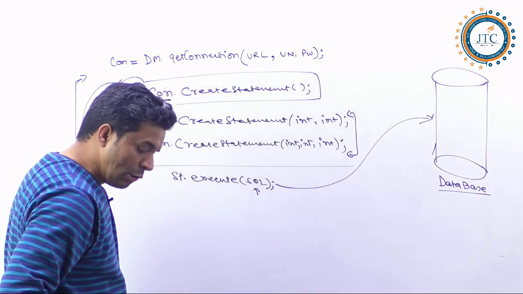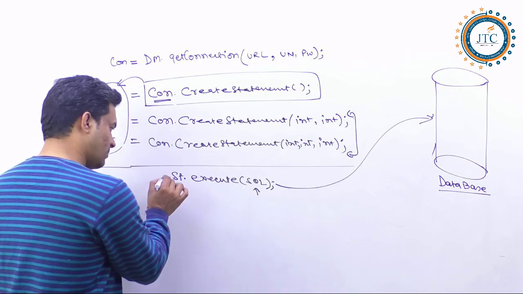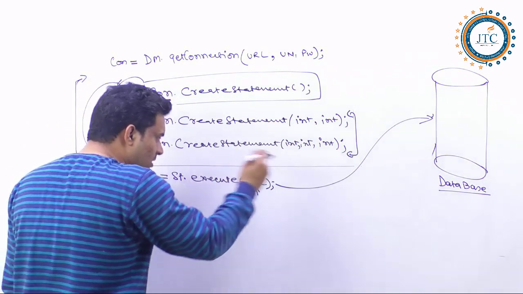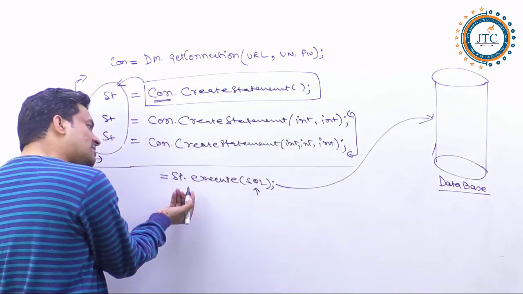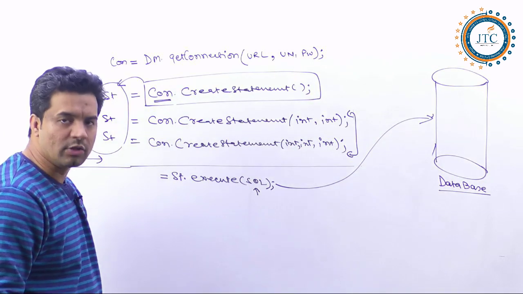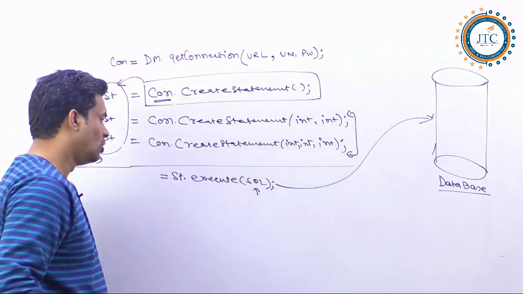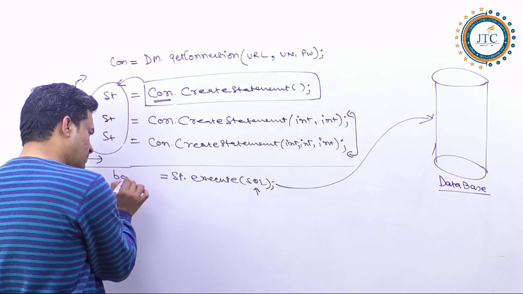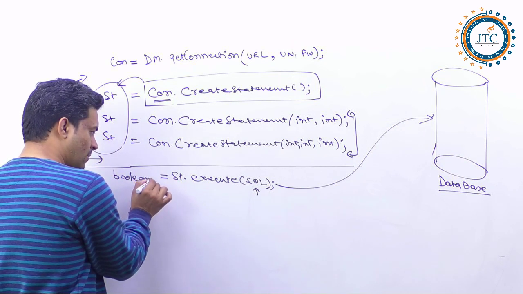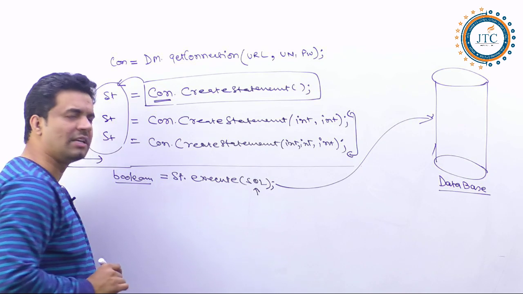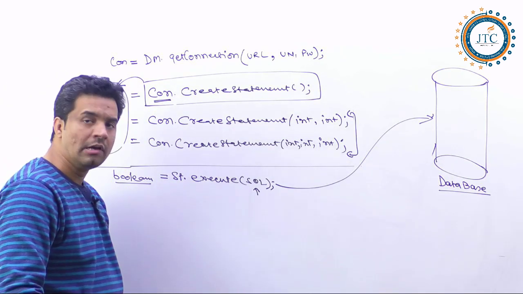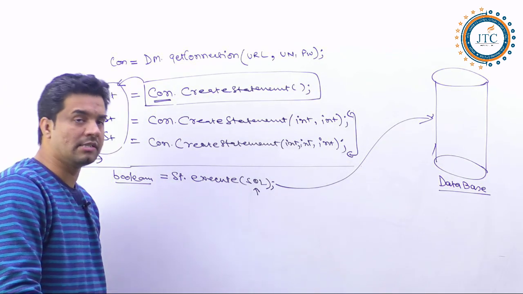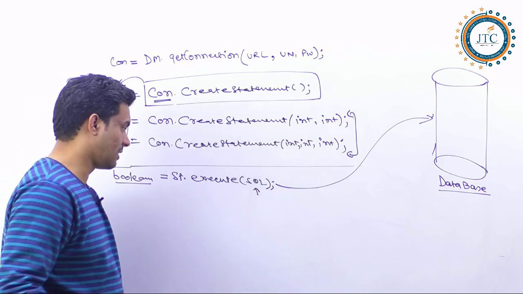Well, after submitting the query, it is going to give some result again. This result is going to give some Boolean value. This is going to return something called a Boolean value. Now what does that Boolean value represent? I will be talking about that later.